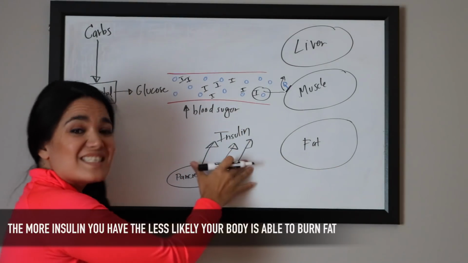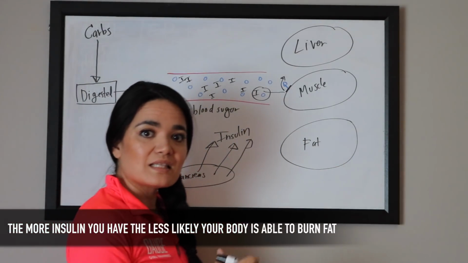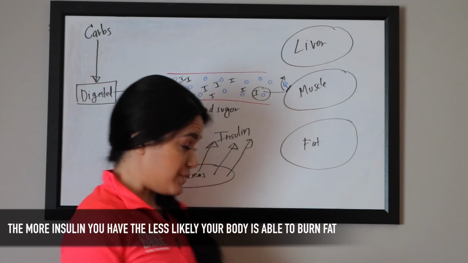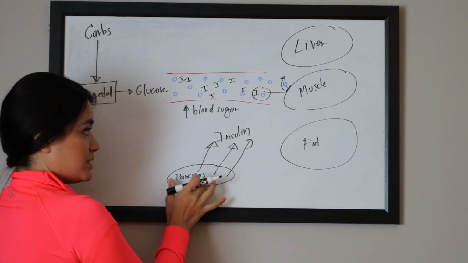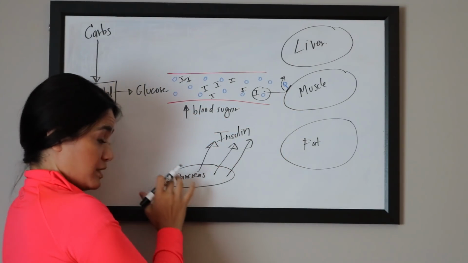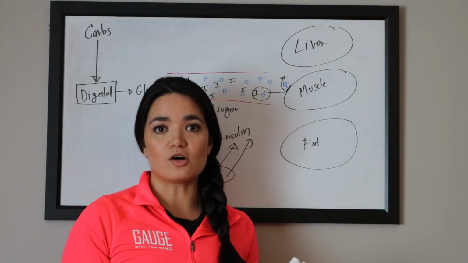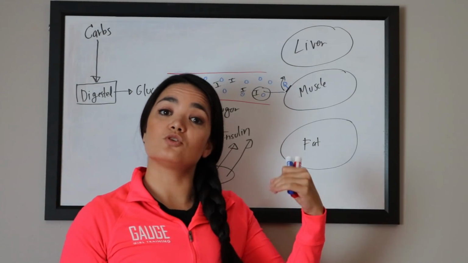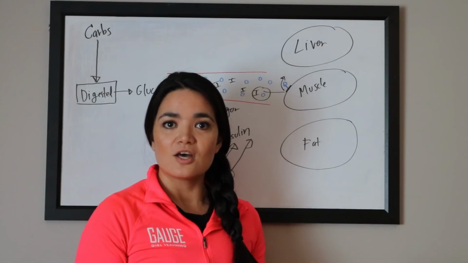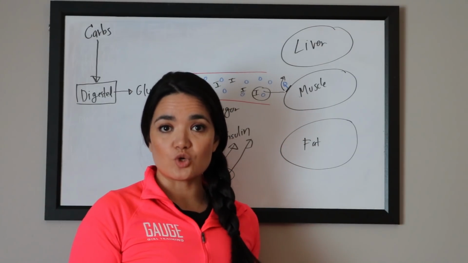However, the more insulin you have, the less likely your body is able to burn fat because the pancreas is too busy producing insulin, because the pancreas also produces something called glucagon. Glucagon is what tells your body to drop and burn body fat. So this is a big, huge problem.